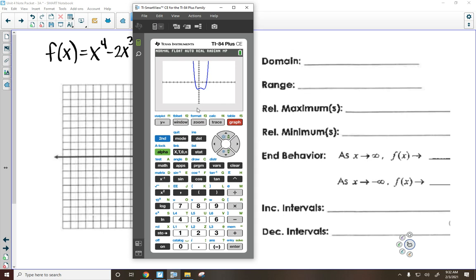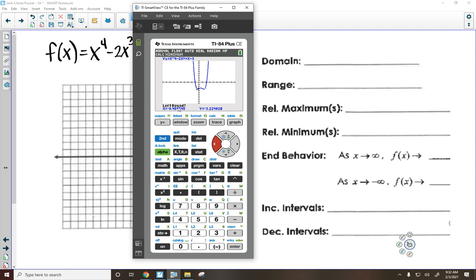So let's find those. I like to go left to right on my screen because then I don't have to move my cursor around a bunch of times. So I'm going to find the minimum because that's the furthest left on the screen. So second trace, choose number 3, minimum. Okay, and then your calculator is going to ask you 3 questions: left bound, right bound, and guess.